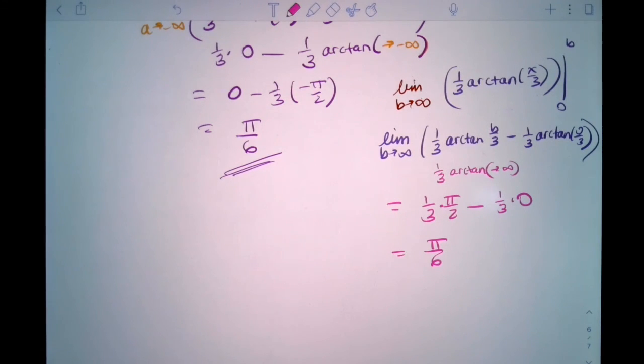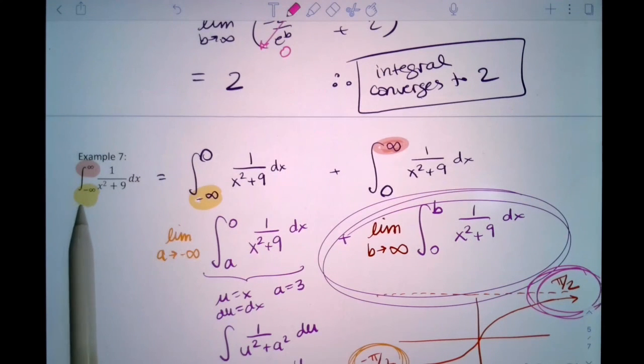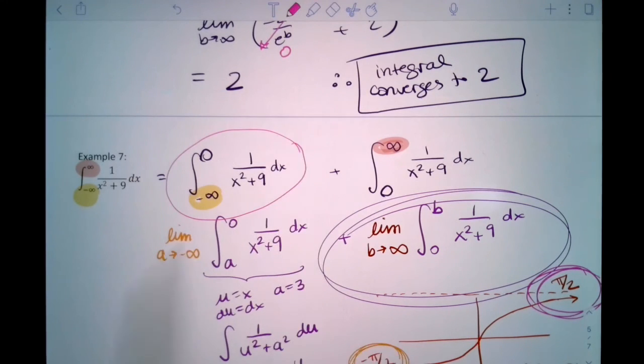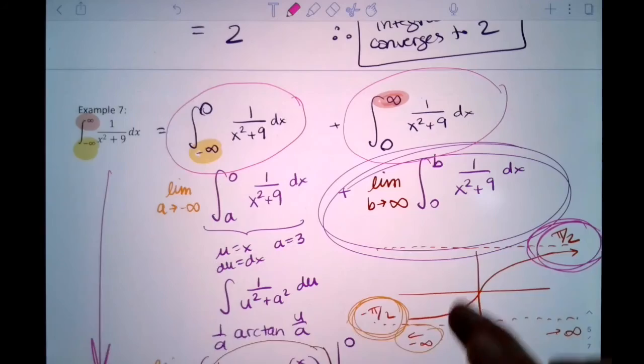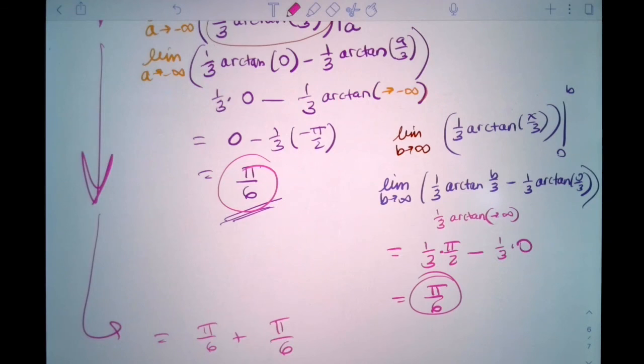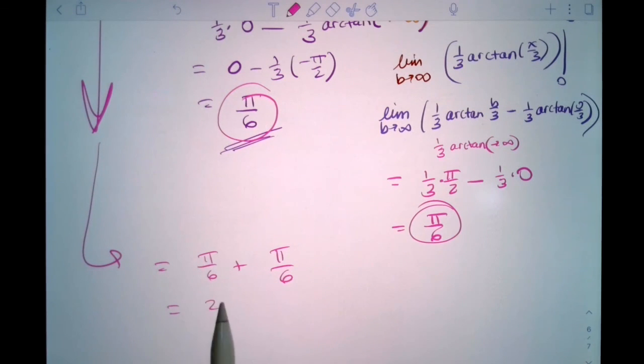Now, how do you answer this question as a whole, right? Because what we were charged with figuring out is the whole entire thing, soup to nuts, from negative infinity to positive infinity. We have these two pieces. This integral turns out to be pi over 6, and this integral turns out to be pi over 6. So all of this boils down to this integral that we were charged with finding. Here's all my work. Turns out that it equals pi over 6 plus pi over 6, which is 2 pi over 6, which is pi over 3.